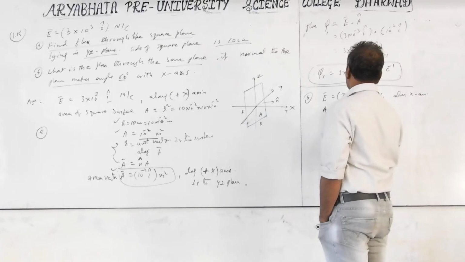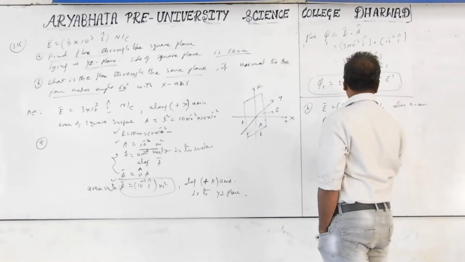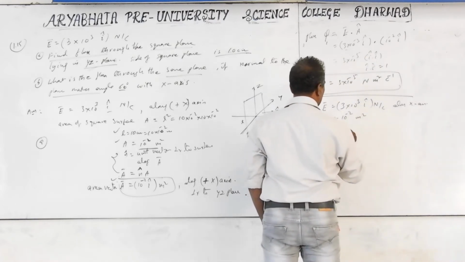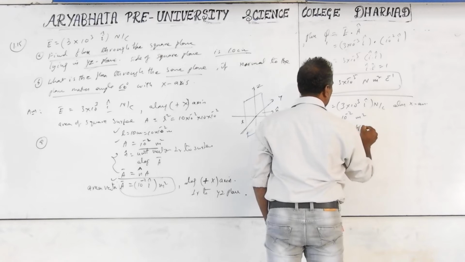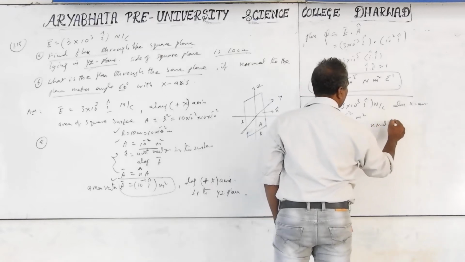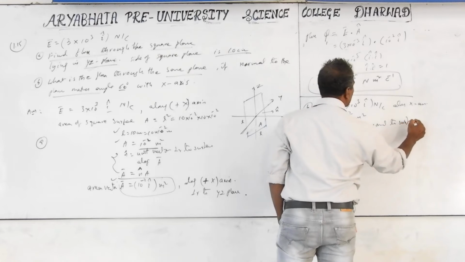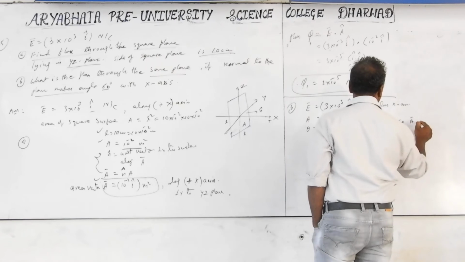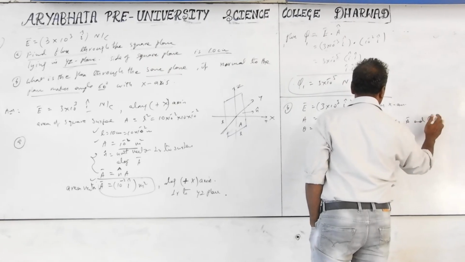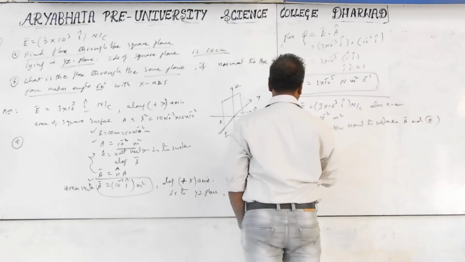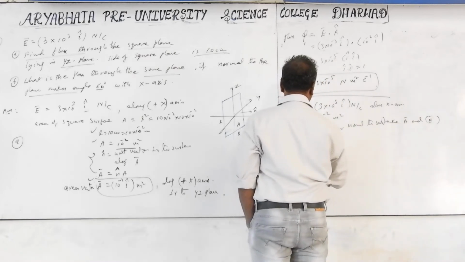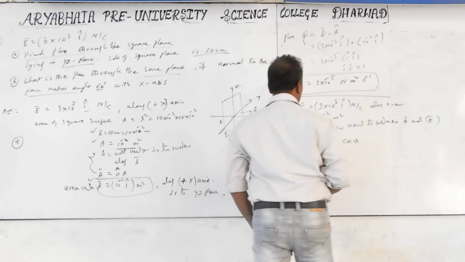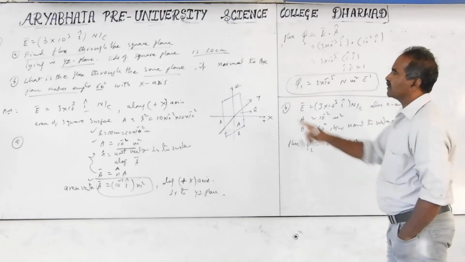The area vector is 10 to the power of minus 2 square meters, but not along the x-axis; the angle is given. Theta is equal to 60 degrees between the normal to the surface and the field. The normal to surface you can take as n cap or A bar, and E bar. In the second case, flux equals E into A into cos 60, correct? 60 is given now.